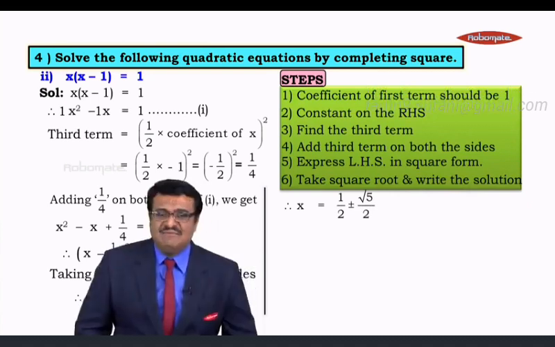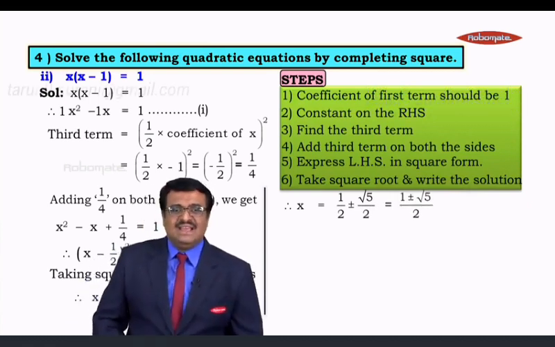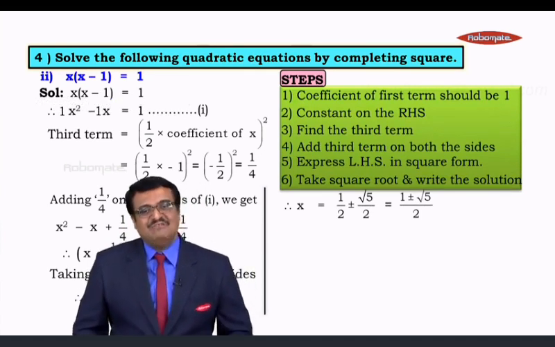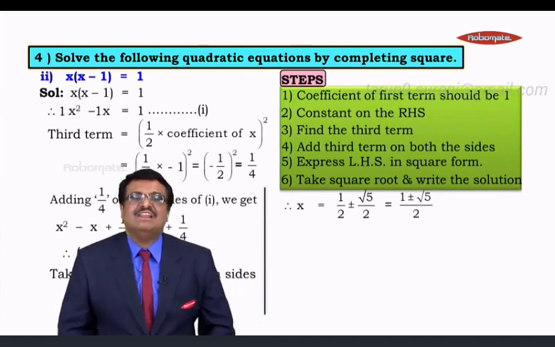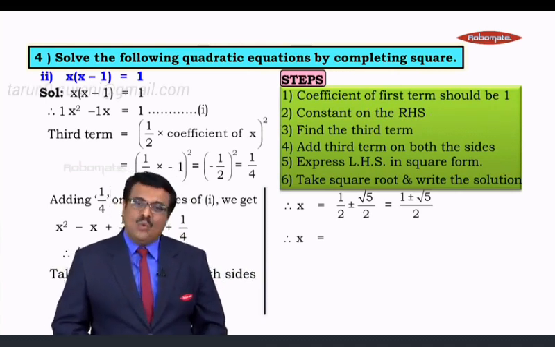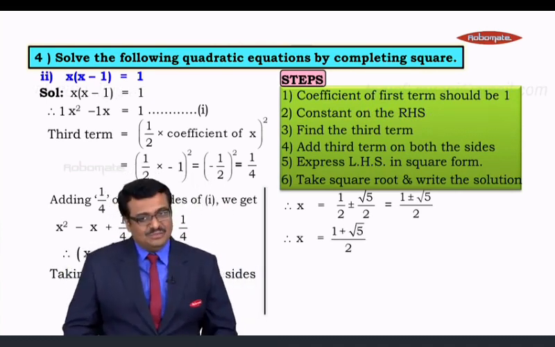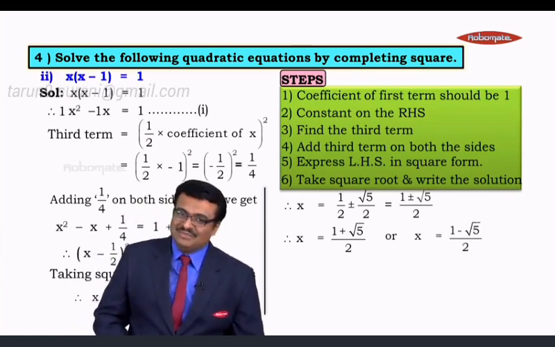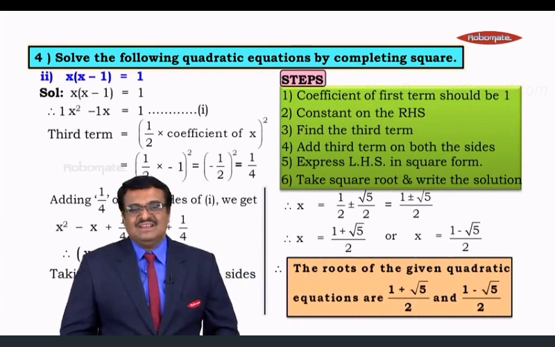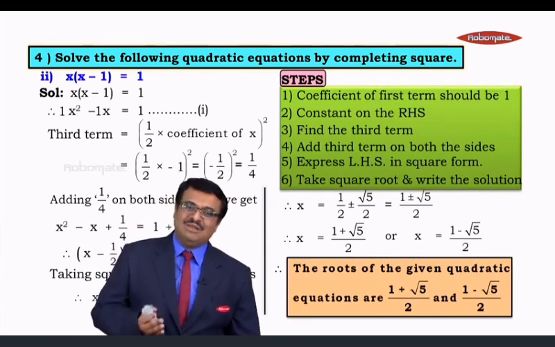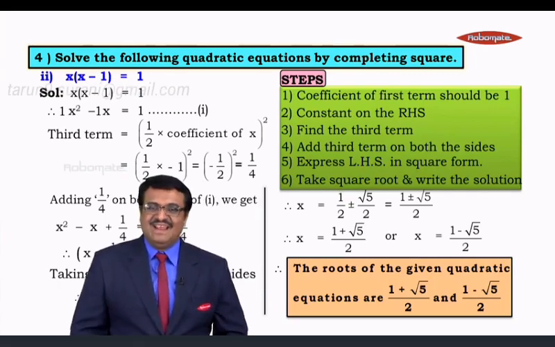Now denominators are same. We can combine the denominators and write x is equal to 1 plus or minus root 5, the whole upon 2. One value of x will be with plus sign, other value of x will be with minus sign. So what we get is x is equal to 1 plus root 5 upon 2, or x is equal to 1 minus root 5 upon 2. Then we write the final answer. The roots of the given quadratic equation are 1 plus root 5 upon 2 and 1 minus root 5 upon 2. Right? Thank you.